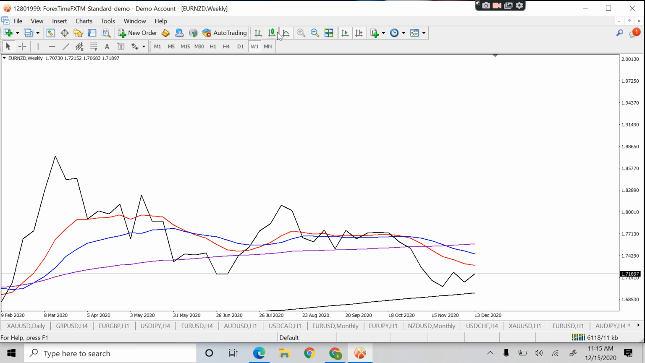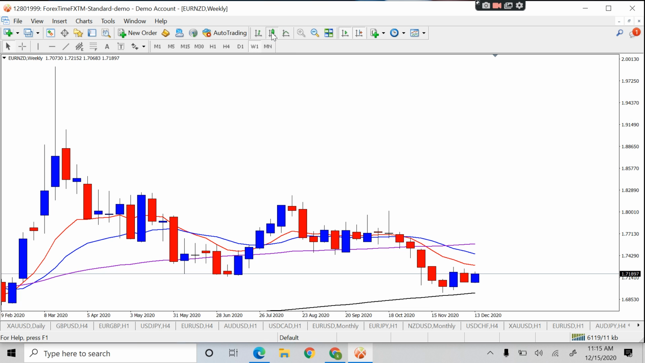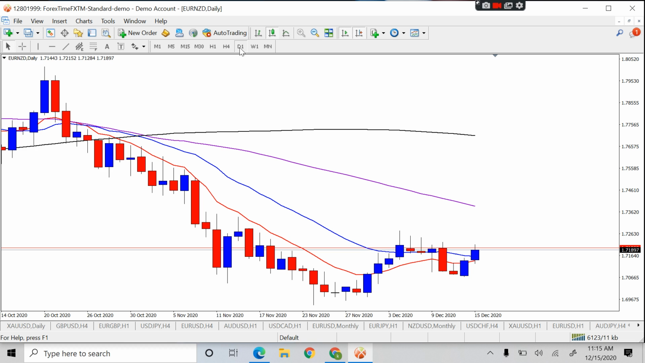So it's a buy for Euro NZD, though you have to pick up your entry triggers and pick up your opportunities depending on your time frame. Okay, on the daily, a Morningstar formation completed yesterday, starting from Thursday, Friday, and Monday. Today is Tuesday, so it's a buy for me. It's a buy for me for Euro NZD.